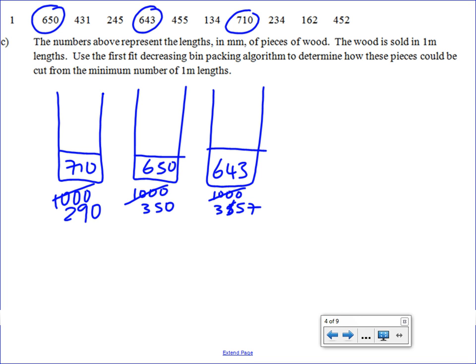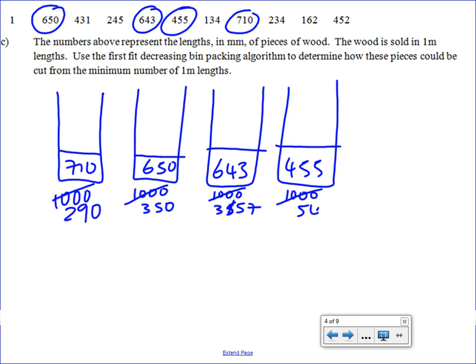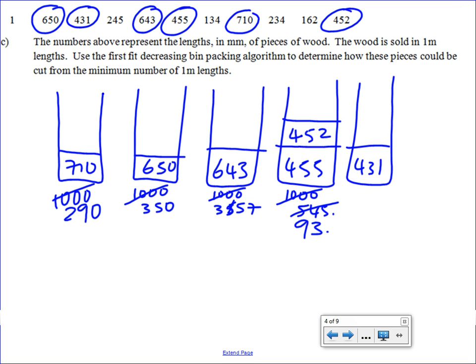Right, next one is 455, that's the next biggest. So that one's going to have to go in its own bin. That leaves us with 545 spare there. Okay, next one is 431. No, it isn't. It's 452 even. Okay, now 452 can actually fit in this one, leaving 93. Then the next one is 431, which has got to go in its own one, leaving us with 569 there.